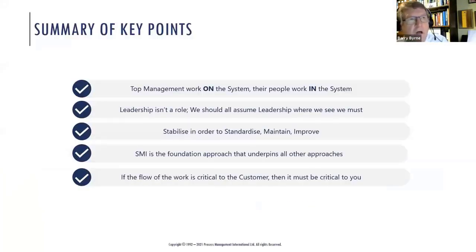So in summary then, top management work on the system and your people work in the system. So leadership isn't a role. We should all assume leadership where we see we must. I mean, it would perhaps have been perfectly acceptable for Dave to have done nothing other than continue doing what he did, but he felt he filled that void. So anyone, everyone at any level can assume leadership where we see it. We need to stabilize in order to standardize, maintain, and improve. So the methodology I've just described, SMI, is the foundation approach that can underpin all other approaches.